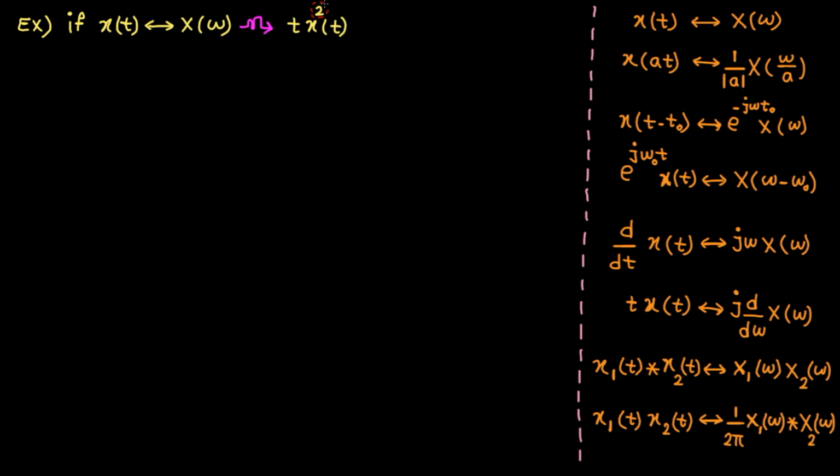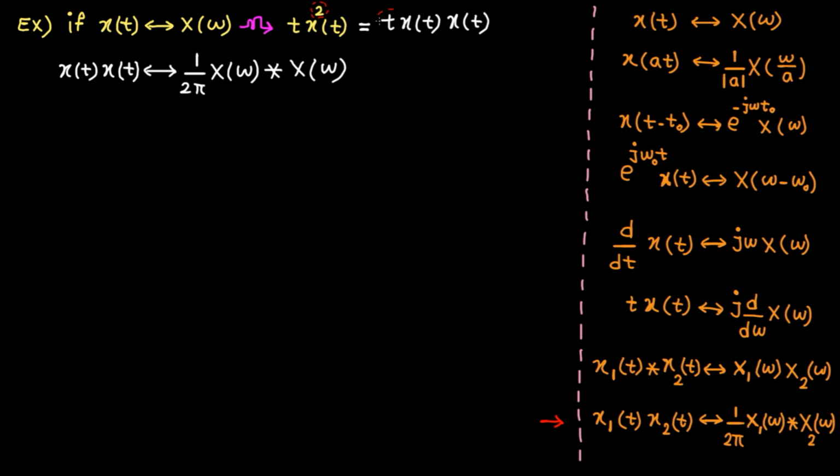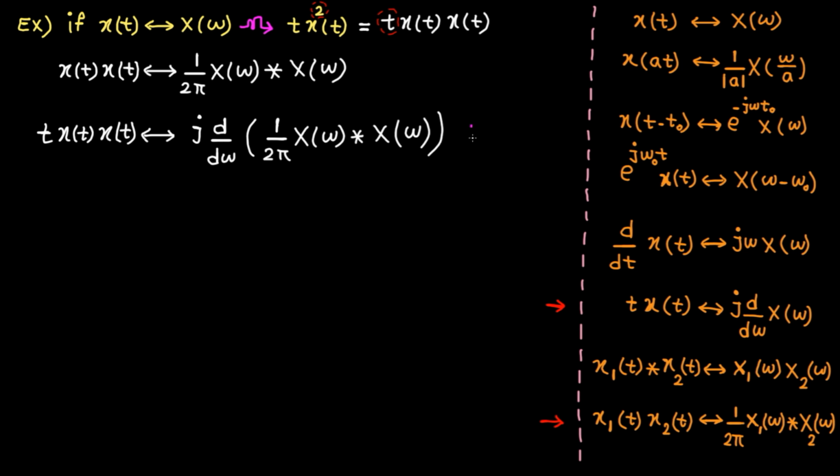You can write x squared as x of t multiplied by itself. Now we have multiplication in the time domain. So we have convolution in the frequency domain. The last step is to multiply the signal by t in the time domain. Now we can use frequency domain differentiation property. Here we go. Done. Next example.